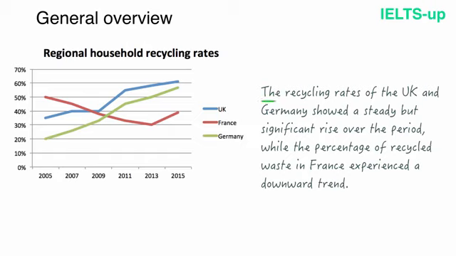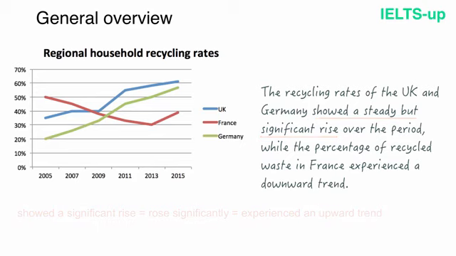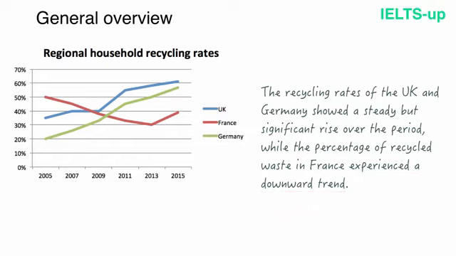The first time I said "the recycling rates", and after that I said "the percentage of recycled waste", and it's a very good paraphrase. Next, instead of "showed a significant rise", I could also use "rose significantly" or "showed an upward trend". And instead of "showed a downward trend", I could say "declined", "experienced a decrease", and so on. So that's all with our overview.